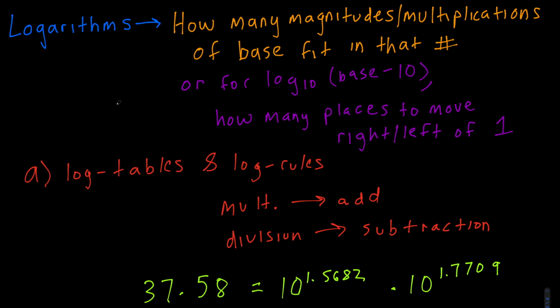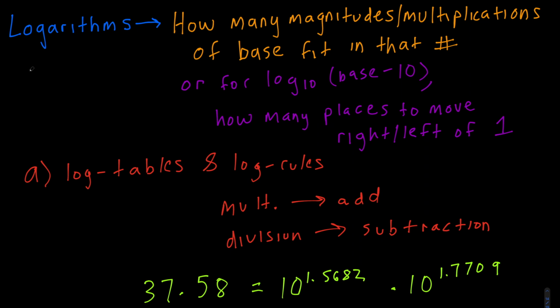We might do that in many different situations. For data, we might want to take the log scale of a plot to be able to visualize magnitudes of a certain base. We can have different bases, but we use base 10 a lot, such as in the pH scale. And when we're calculating logs, yes, we're looking at how many magnitudes and multiplications of the base fit in that number. In log base 10 at least, that's basically the same thing as saying how many places we move to the right or left of 1.